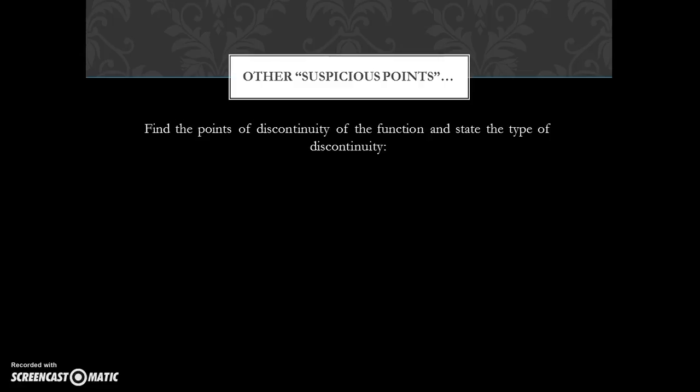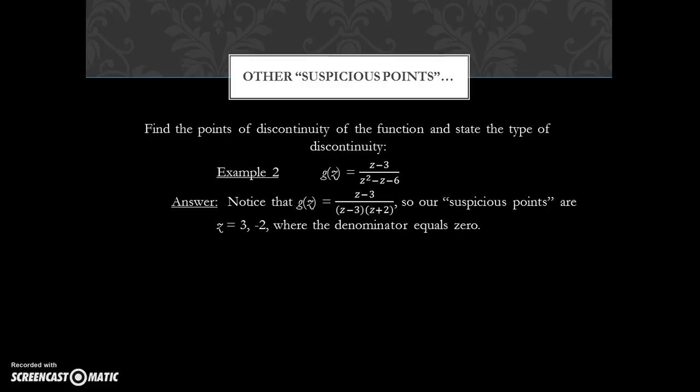Other suspicious points beyond piecewise breaks. Question: find the points of discontinuity of the following function and state the type of discontinuity. For example, g of z is equal to z minus 3 over the quantity z squared minus z minus 6. Notice that if we factor the denominator, we get z minus 3 over z plus 2, and therefore we get two suspicious points at z = 3 and z = -2.